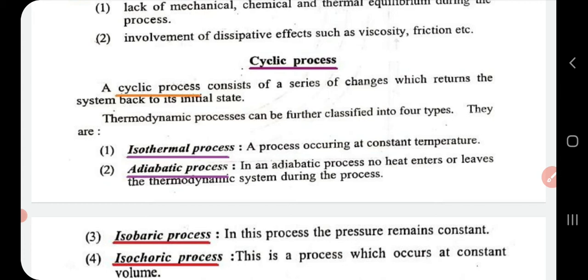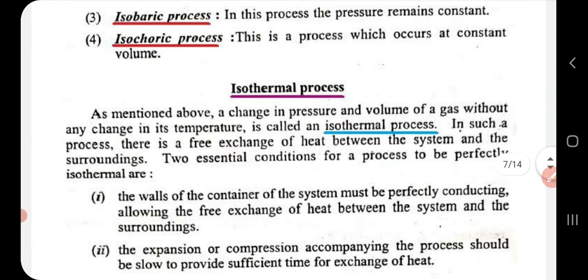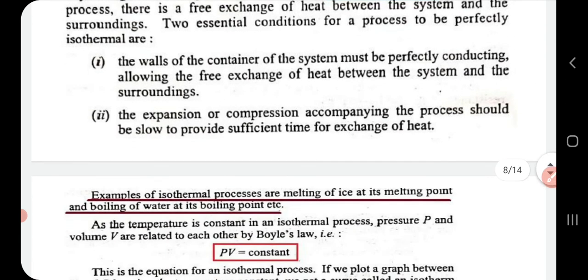Now, thermodynamic processes are again classified into four, as I said earlier. One is the isothermal process. What is it? A process occurring at constant temperature. Adiabatic process: in an adiabatic process, no heat enters or leaves the thermodynamic system during the process. Isobaric process is a process that takes place at constant pressure. Isochoric process means a process that takes place at constant volume. Among these, we will study in detail the isothermal process and adiabatic process.